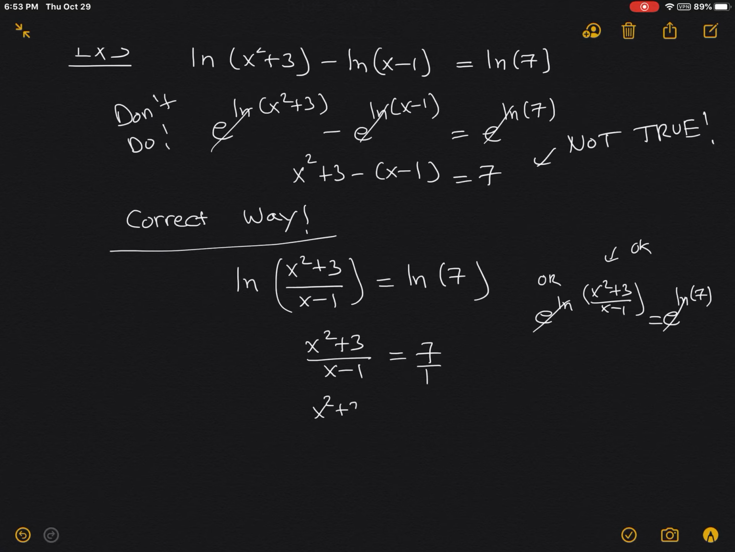All right, so that's it for logs. From here, you do a little cross multiplication to solve. You're going to get x squared plus 3, times 1, which is just x squared plus 3, is equal to 7x minus 7. Again, you have to practice your quadratic equation skills. Move the 7x over. 3 plus 7 is equal to 10.